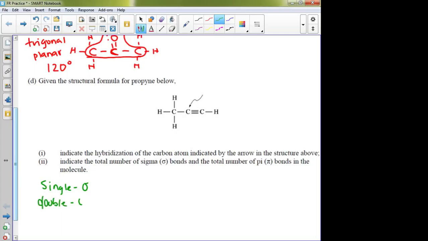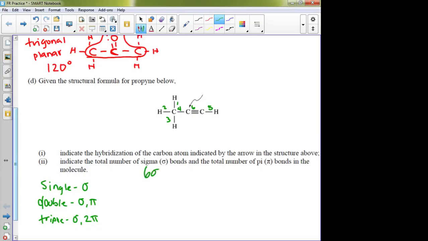1 sigma, 1 pi. And triple bonds are sigma, pi, pi. 1 sigma, 2 pi's. Okay? So, how many sigma bonds do I have in this molecule? I've got 1, 2, 3, 4, 5, and then I have what? 1 with the triple bond. Okay. So I've got 6 sigma bonds.